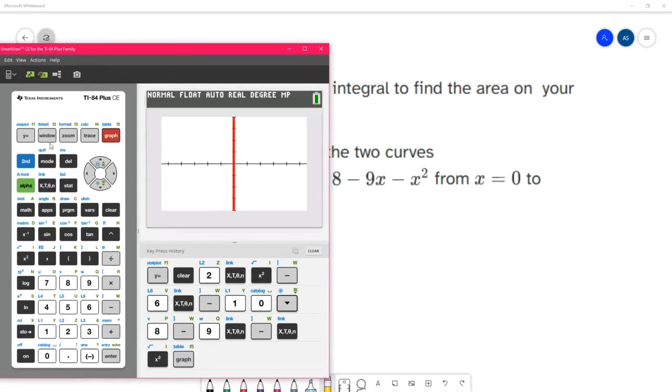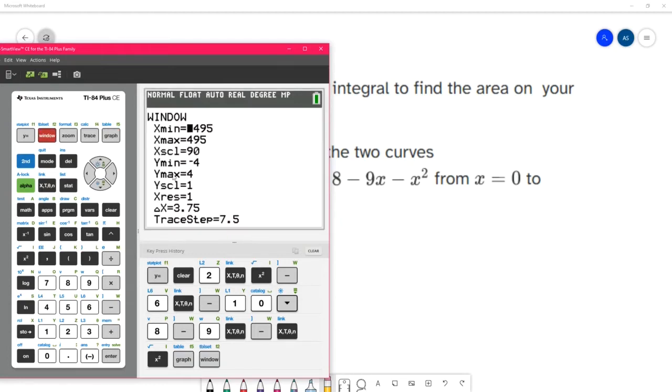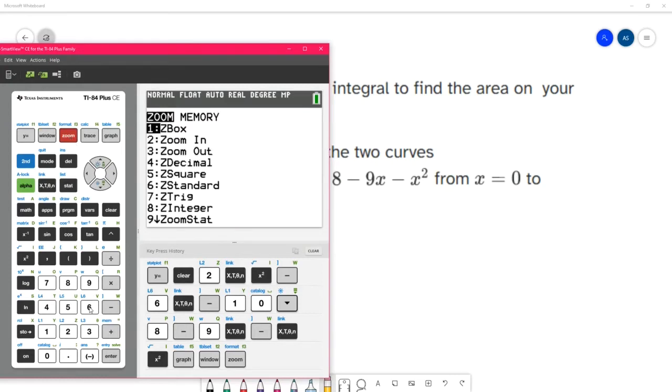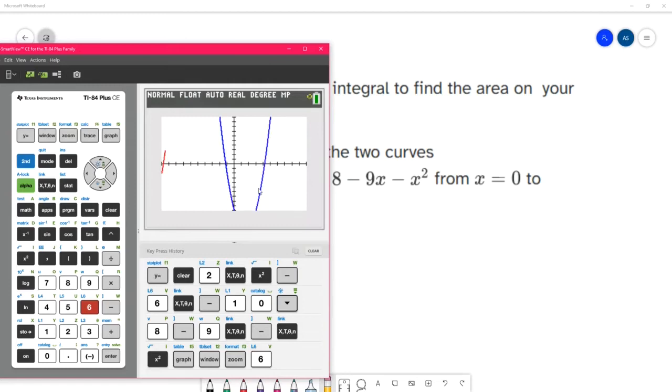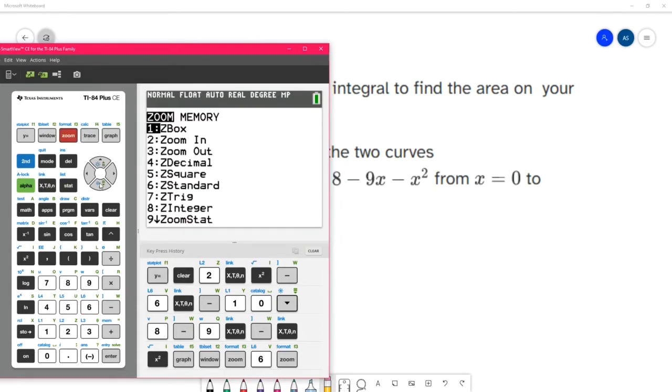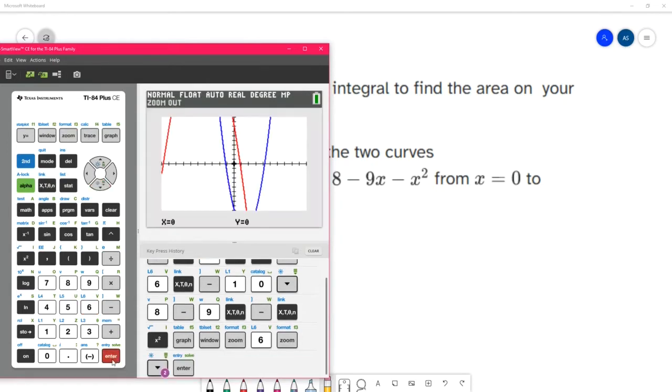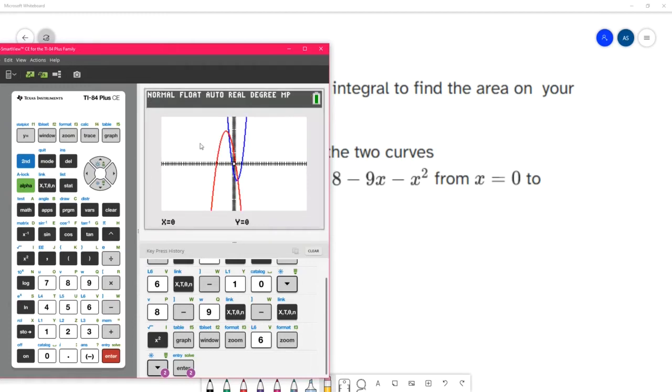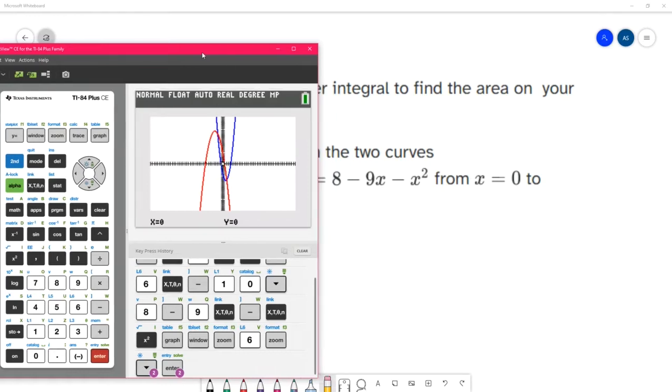Okay, I'm not getting a good picture of it, so let me adjust my window. I have kind of a crazy window left over from last time, so let's hit zoom 6 to go back to the standard viewing window. Now I have a little bit better of an idea, but I'm not seeing the whole picture. So I'm going to zoom out a little bit. And now I can see my two curves here.